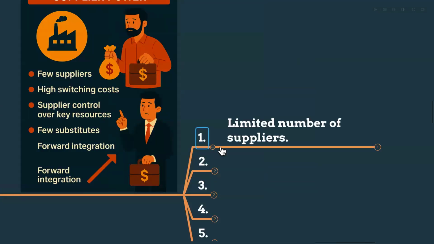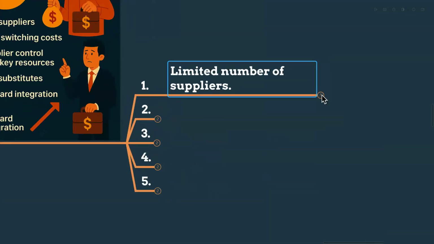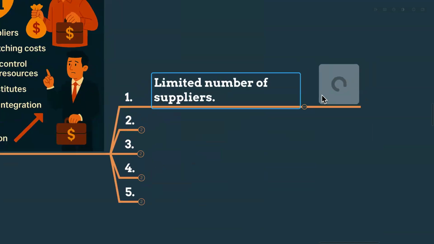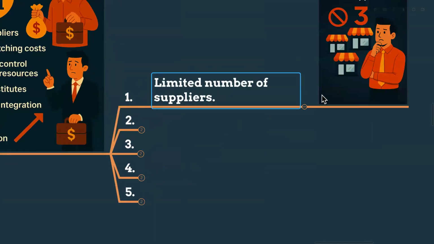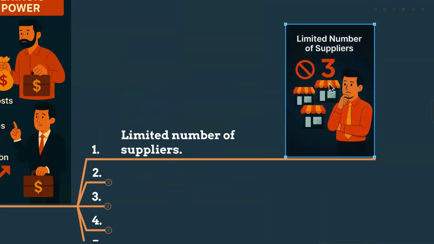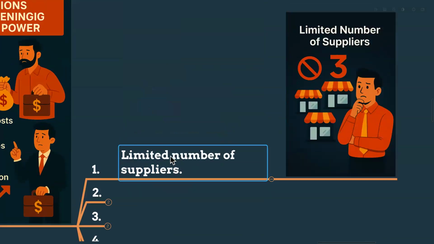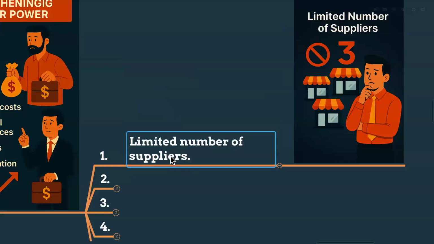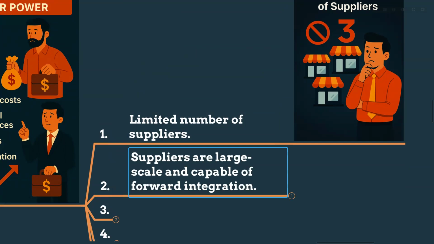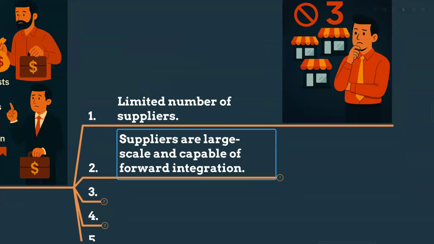The first one is a limited number of suppliers, right? For example, if there is only one flour mill in the area, they will decide your business, right? So bakeries must accept their prices if they have a limited number of suppliers, only one flour mill. So the supplier has the bargaining power. He will decide the price. He will decide which time they have to provide the service.